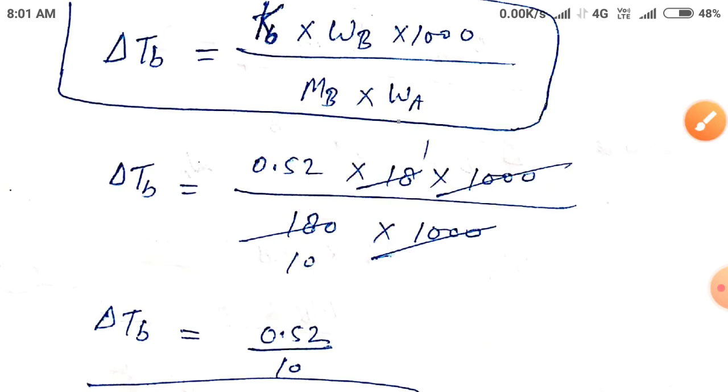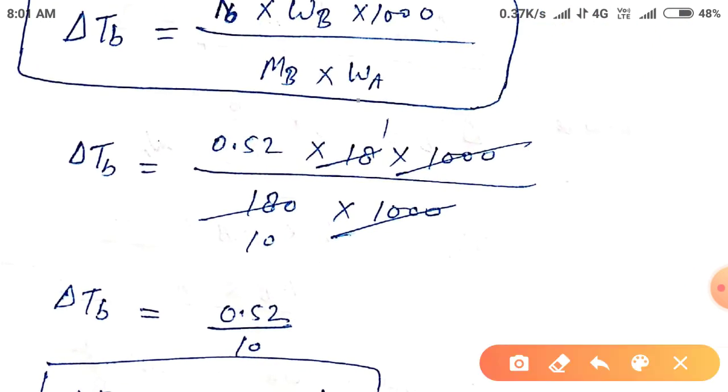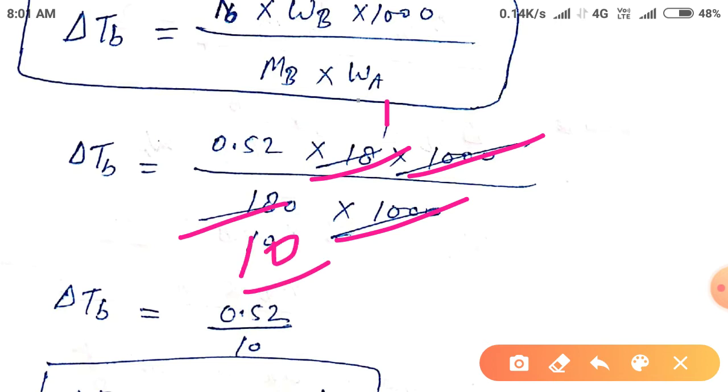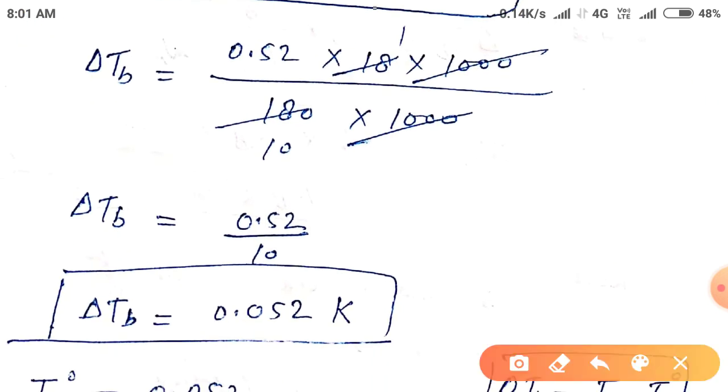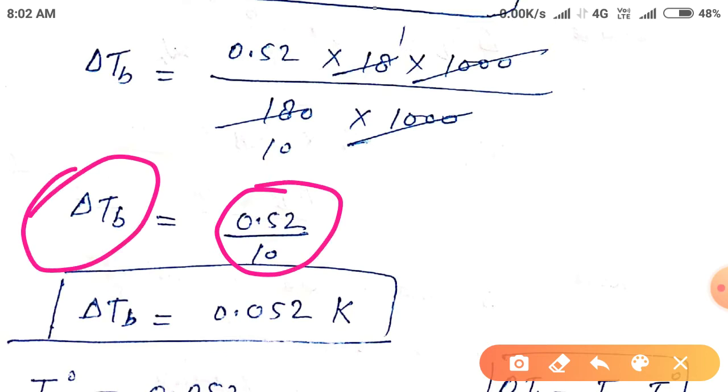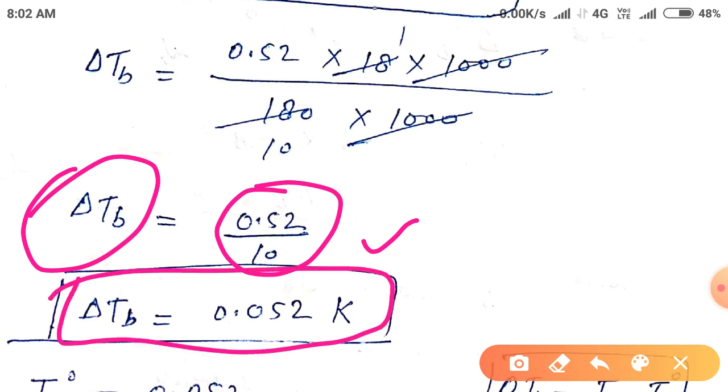Now when we solve this, 1000 in the denominator and numerator cancel out, and 18 one time is 18 and 18 ten times is 180. Now we are left with delta Tb equal to 0.52 divided by 10. On dividing we get 0.052 Kelvin. This is the change in temperature, the raised boiling point.